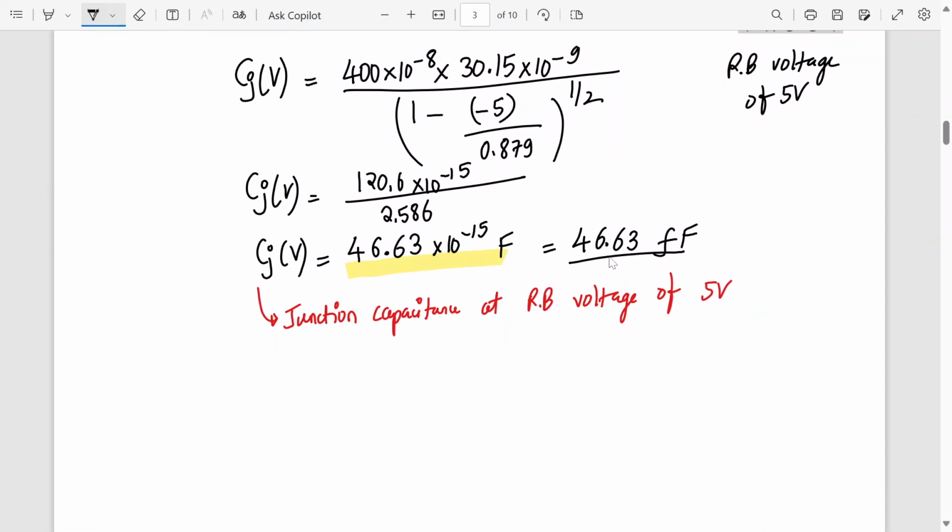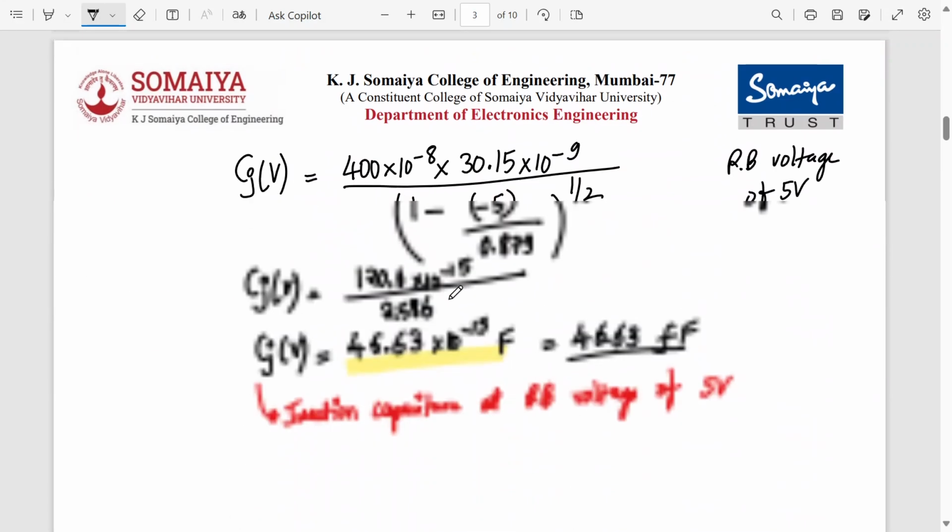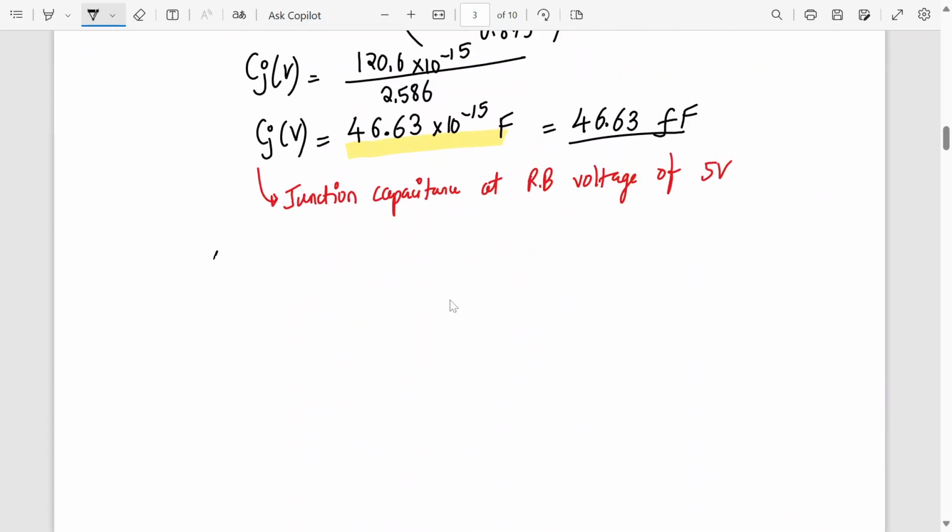Now we go to the next part. Quickly we have to do it, we have less time. Part 4. So the reverse voltage is changing from 0 volt to minus 5. So there is a switching involved. That means we have to calculate K equivalent. When the voltage is switching, earlier it was only 5 volts. Now it is switching from 0 to minus 5.